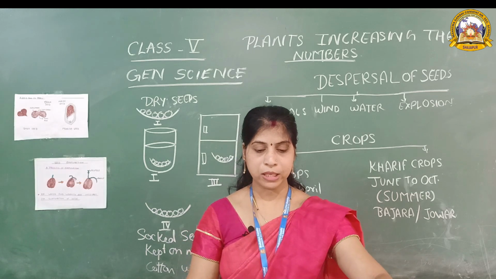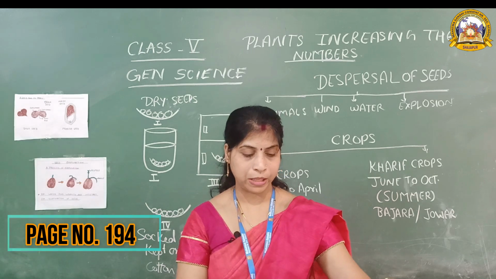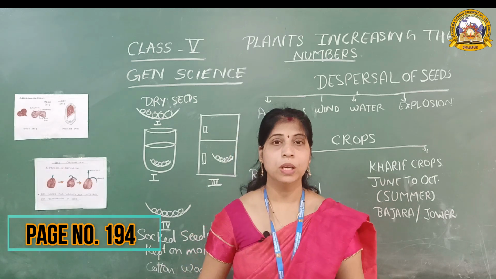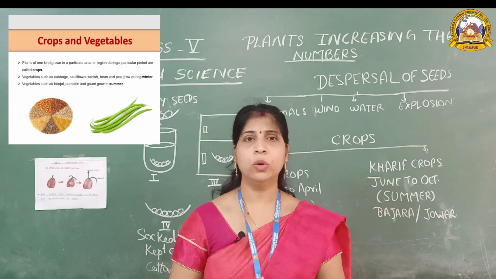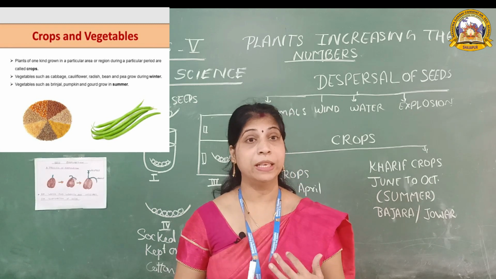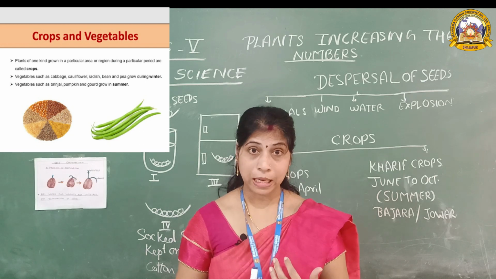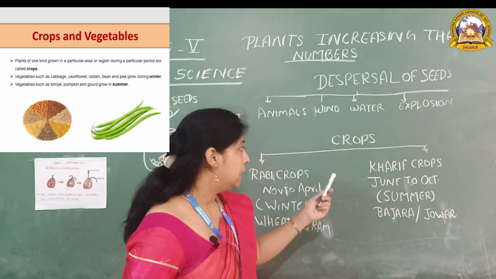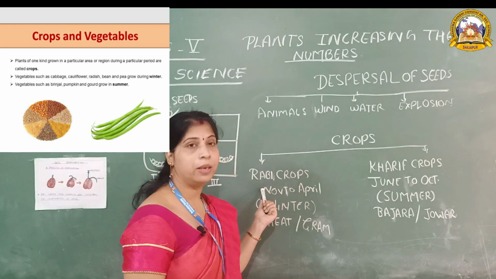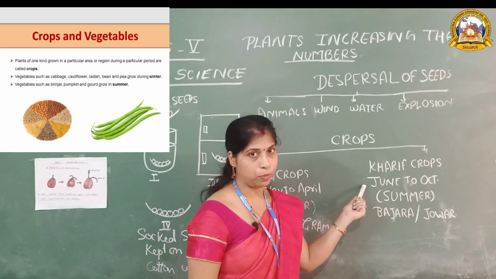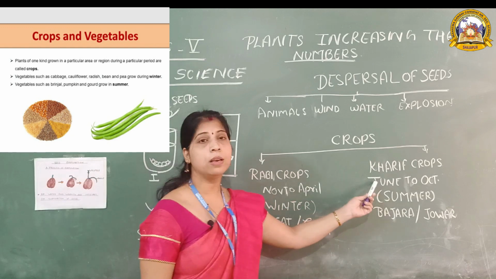Now, everybody come to page number 194. Turn the page, everybody. What is our topic? Our topic is crops and vegetables. We already know that if we eat crops and different types of vegetables, then we will be healthy and grow. Correct? So which types of crops? Children, crops are mainly divided into two categories: Rabi crops and Kharif crops. Again I repeat, crops are divided into two categories, Rabi crops and Kharif crops.